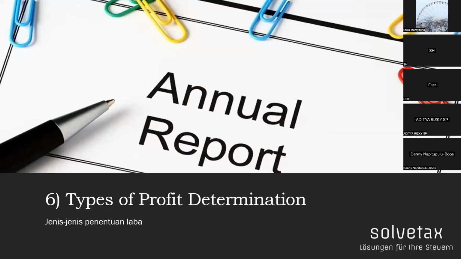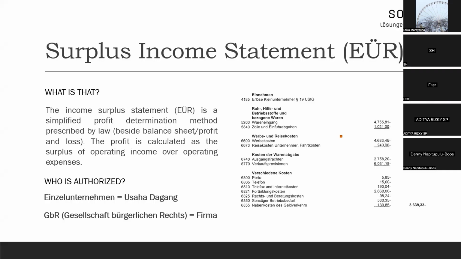Okay, and if everything is done and you can start with the real business, so the bureaucracy is done, then of course every year you need to make a profit determination. We have two cases for how to do that. In the one case, if you are an Einzelunternehmen, you could make the income surplus statement, and it's not necessary to make the balance sheet or profit and loss, which is more complicated and more expensive. So it's easier to make this, in German called Einnahmenüberschussrechnung. So it's still the profit.